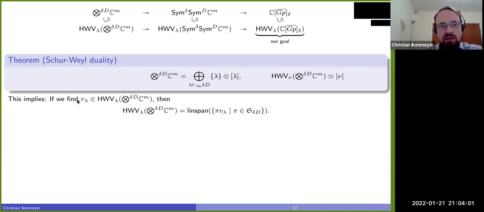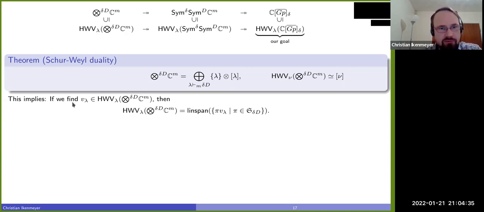This implies that if I find a v_lambda in this vector space, then the only thing that I need to do to get the whole highest weight vector space is extremely easy. I just take this one highest weight vector, an element in a representation here, and I take all its different permutations and take their span. This spans the whole representation. This is an irreducible representation. So I just permute everything, take the linear span, I get the whole space. This is now immediate from this.